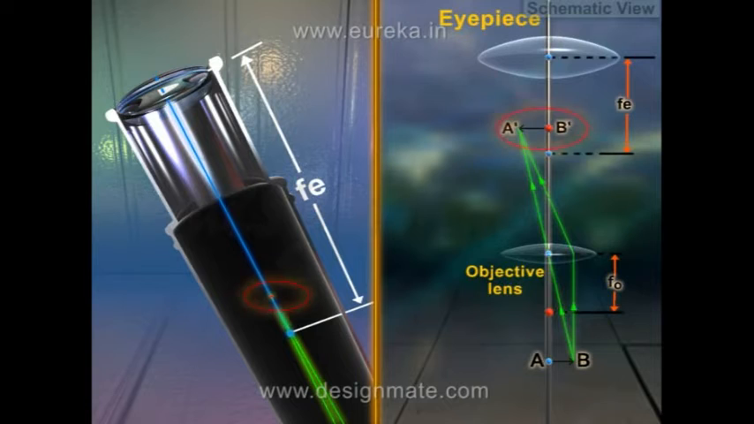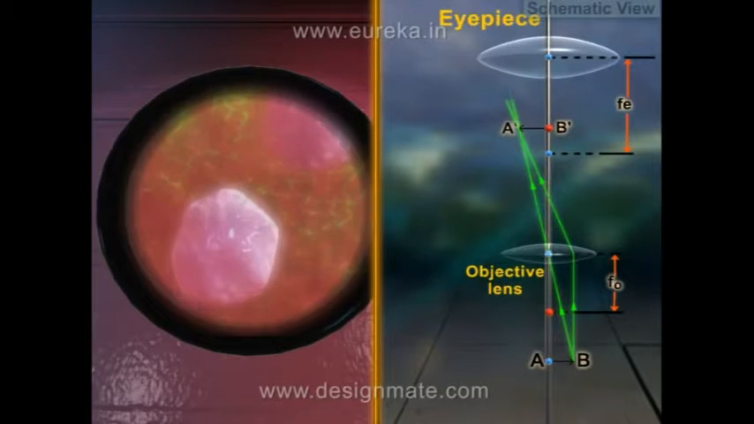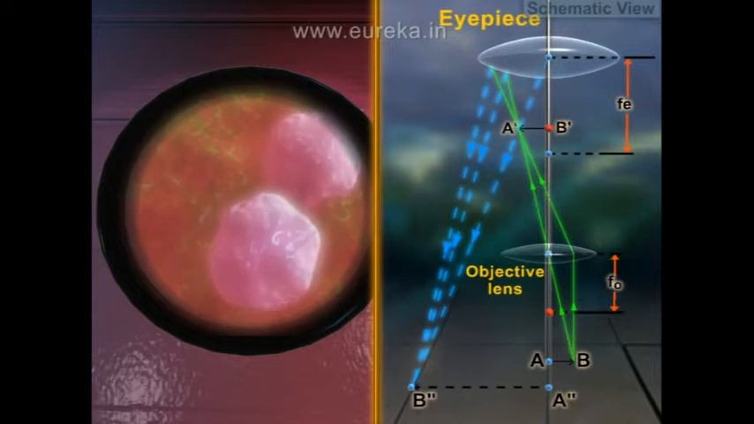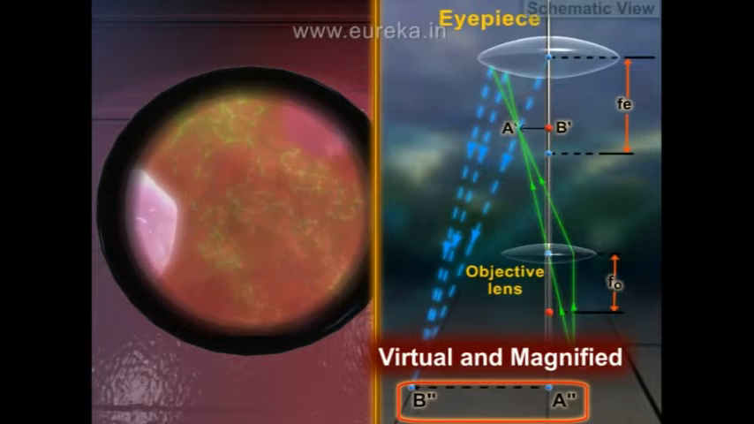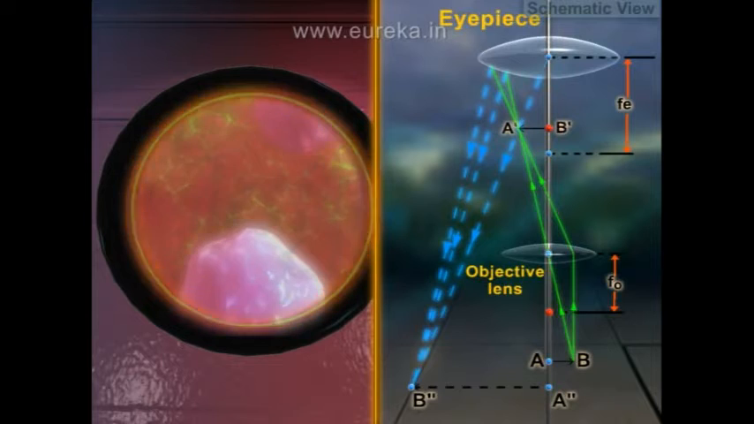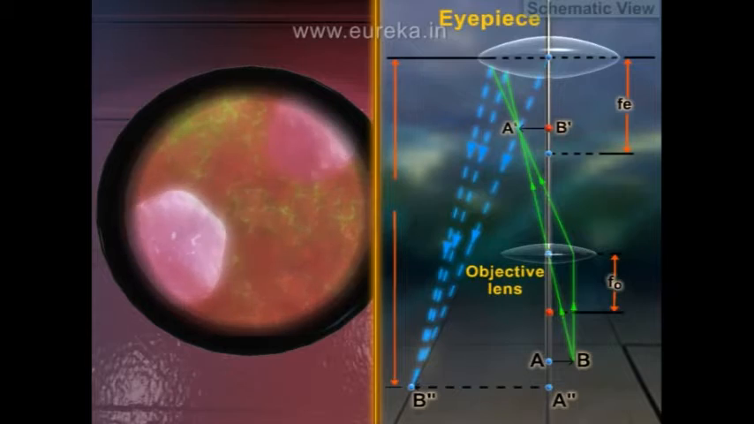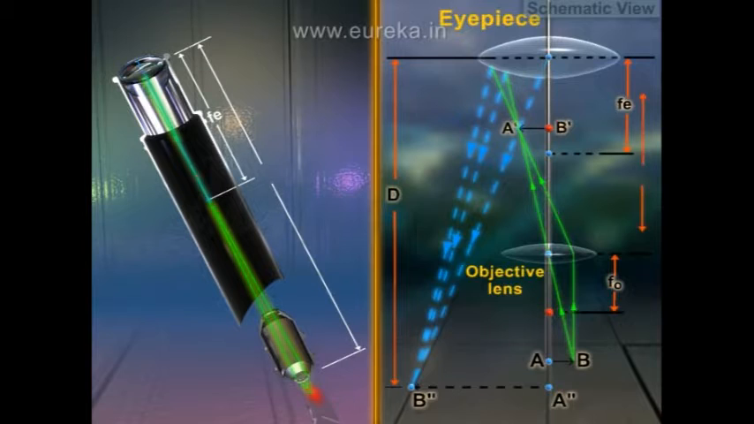This image A'B' acts as an object for the eyepiece. Here, the eyepiece acts like a simple microscope or magnifier. Hence it forms a final image A''B'', which is virtual and magnified and is formed on the same side of the eyepiece lens. We can see the clearest magnified image when it is formed at the least distance of distinct vision, D. In a compound microscope, the distance between the objective lens and the eyepiece is known as tube length L.